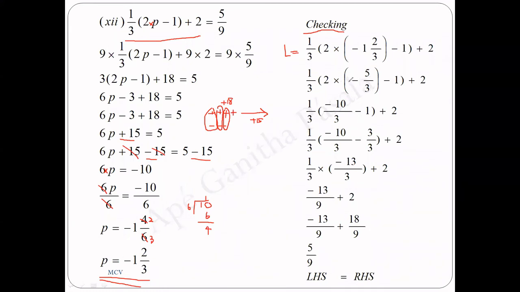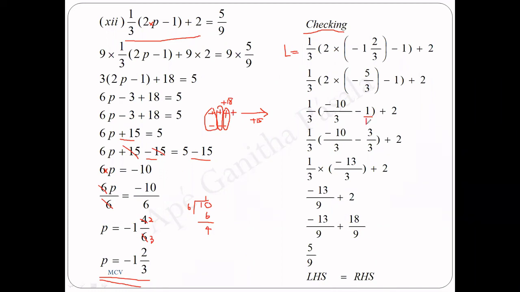Two multiplied by minus 5 is minus 10. So we get minus 10 over 3 minus 1, close brackets, plus 2. Then 1 over 3 times the bracket of minus 10 over 3 minus 1, plus 2.